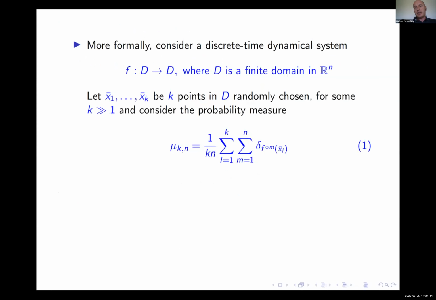You consider a discrete time dynamical system, which is given by some map F from a finite domain D in R^n to itself. You pick k initial points in D that are randomly chosen. And then for each one of those, you run your map for n steps, and then you average. You average over the orbits of F, and you average over the k points, and you get some sort of probability measure, mu_{k,n}.